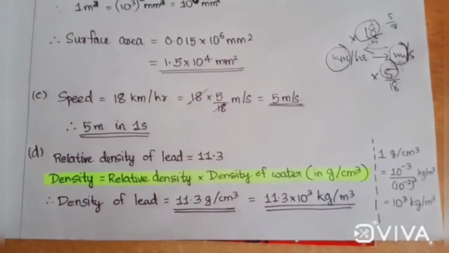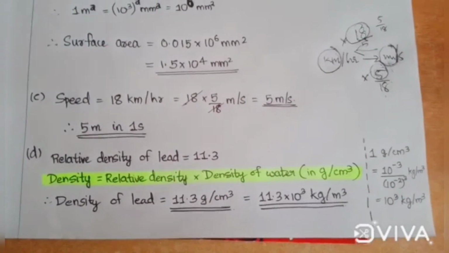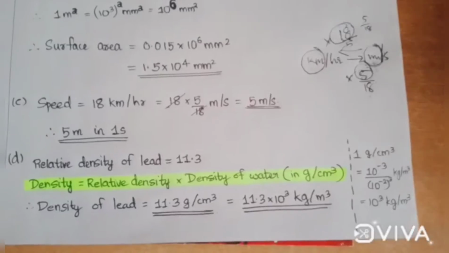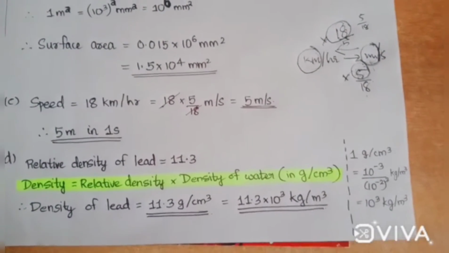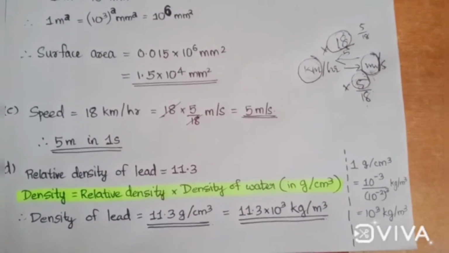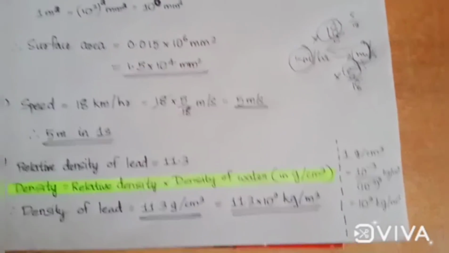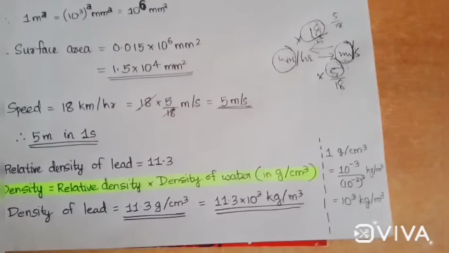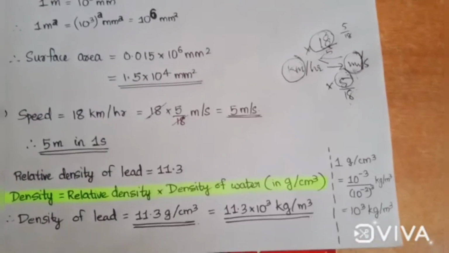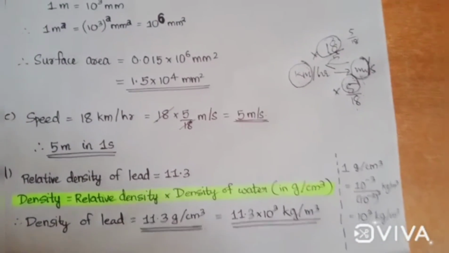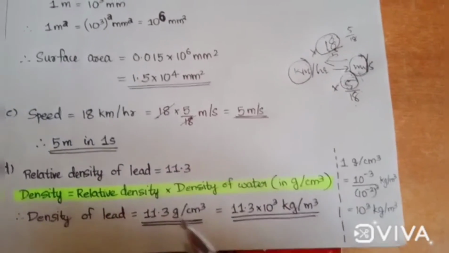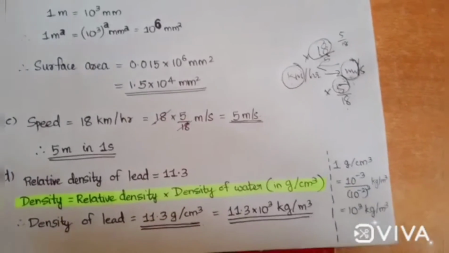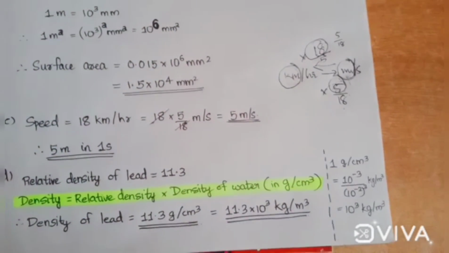Next is part D of question number 2.1. Given is the relative density of lead, which is equal to 11.3. We all know the equation density is equal to relative density into density of water in gram per centimeter cube. We all know that density of water is 1 gram per centimeter cube. Therefore, density of lead is equal to 11.3 gram per centimeter cube.